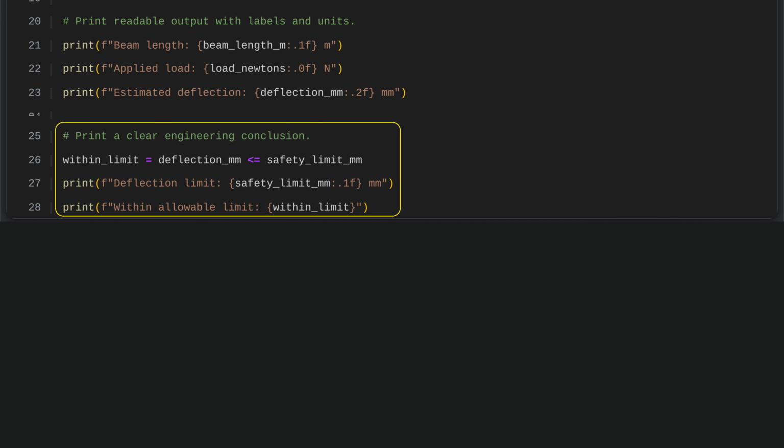The calculation checks whether the deflection stays within the allowed safety limit by comparing the deflection value in millimeters to the limit. It then displays the limit to 1 decimal place and reports whether the deflection is acceptable as true or false.